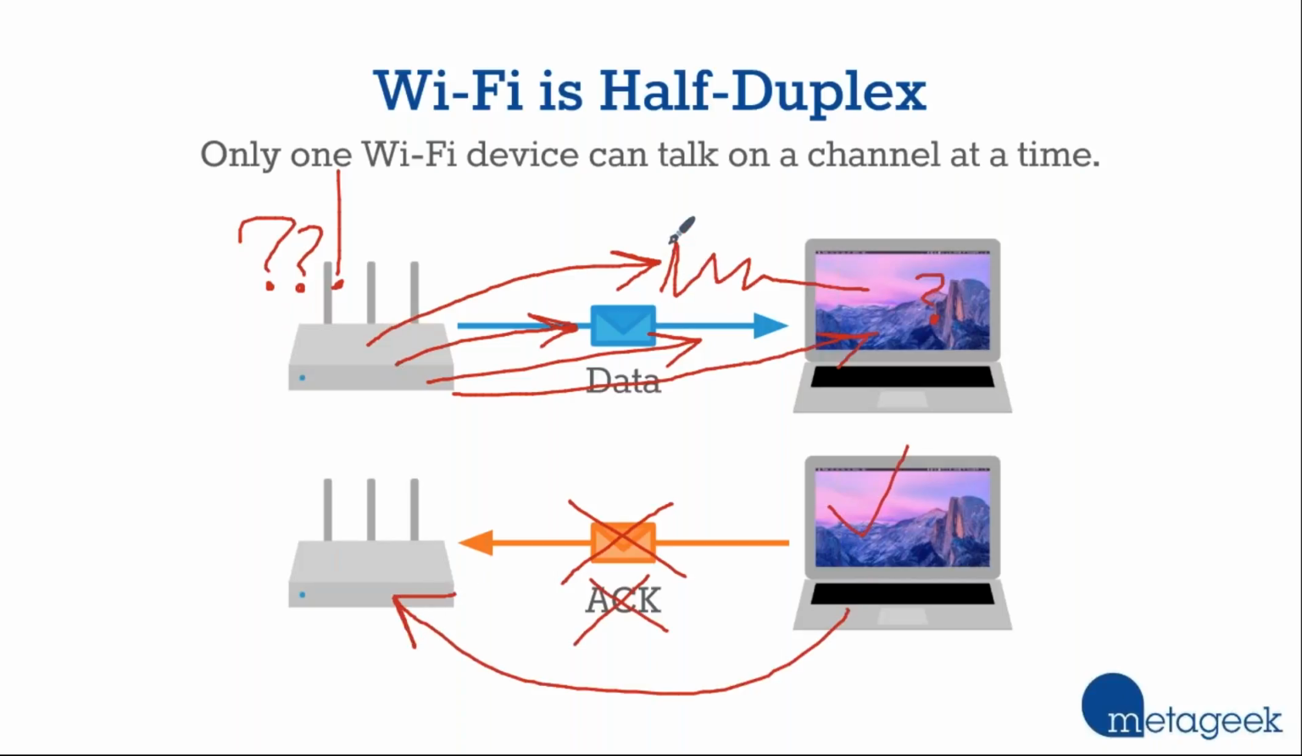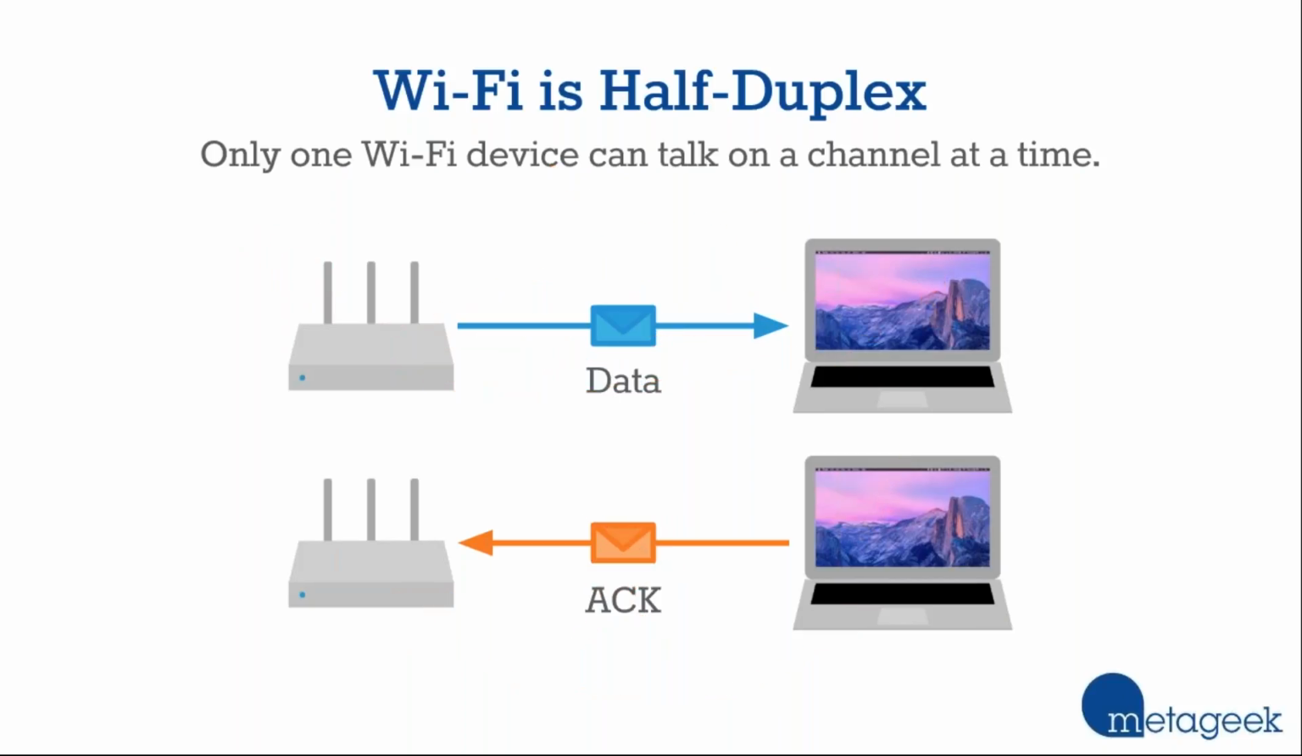Now, there's lots of different things that can interrupt this signal. Maybe the laptop is just too far away from the access point. Maybe something else started talking and interrupted that, or maybe there's some background noise, so the laptop just wasn't able to understand that clearly. Any one of those factors can cause retransmissions.